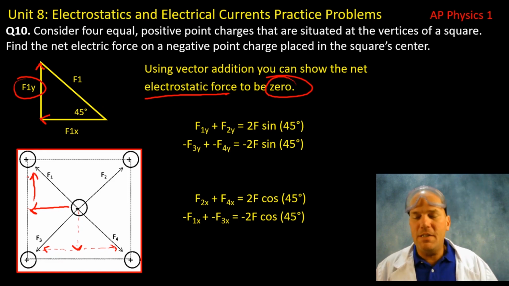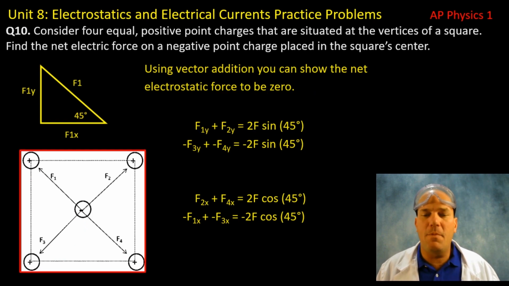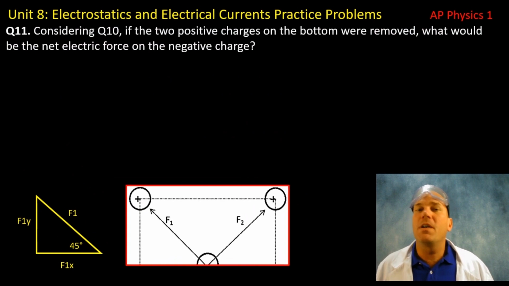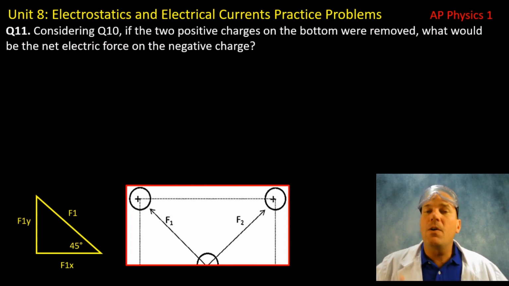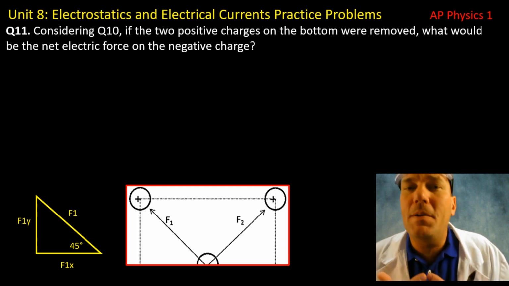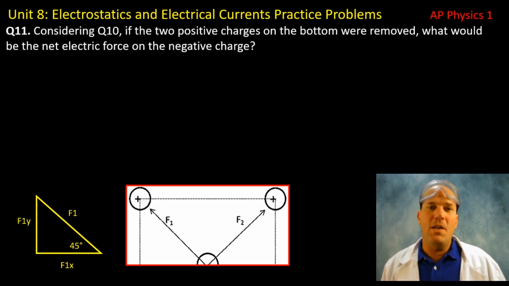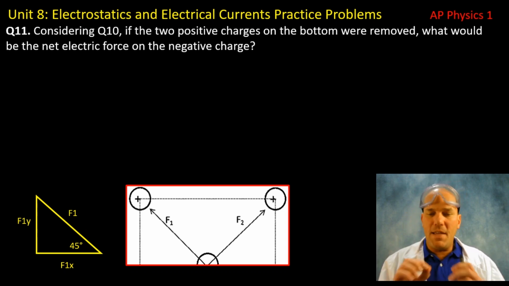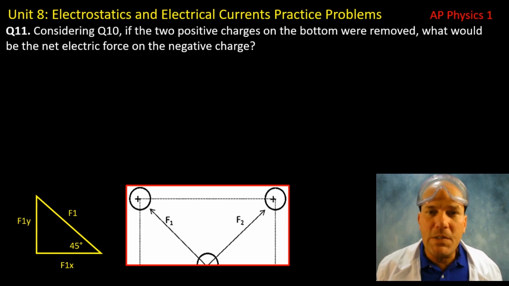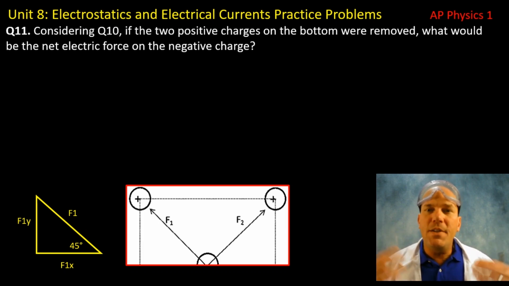And so we can clearly see, based on the trigonometry here, that those are going to cancel left and right. So up and down cancel, left and right cancel. They completely cancel each other out. Okay, so in that part of question 10, it stayed in the center because all of the forces canceled out. We showed that using vector addition and trigonometry.